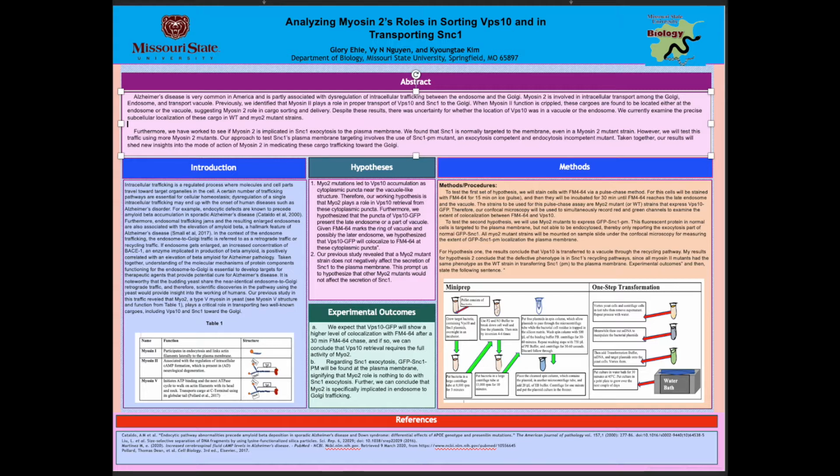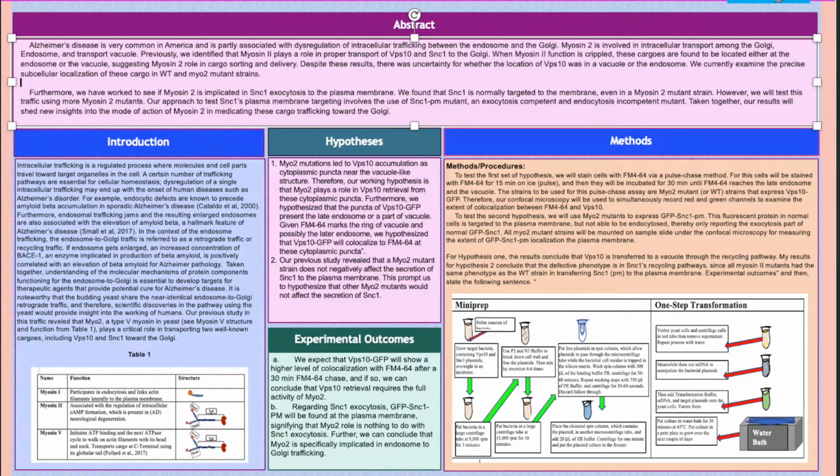For the first experiment, we tried to see the colocalization of VPS10 GFP to see if it accumulated in the endosome or the transport vacuole. And we used that analyzing a myosin mutant strain. We used FM464, which was in red, to dye a transport vacuole. Our hypothesis for the first experiment was that the VPS10 GFP would colocalize with a transport vacuole to produce a yellow fluorescence.